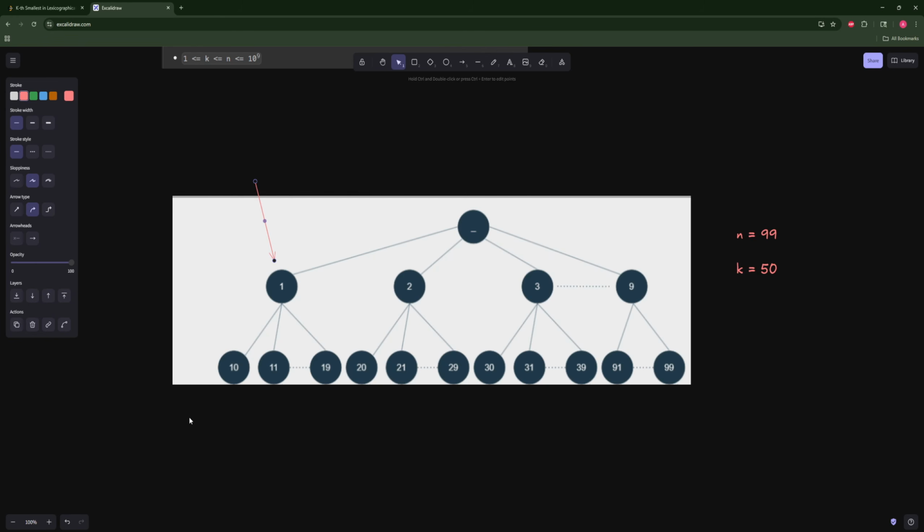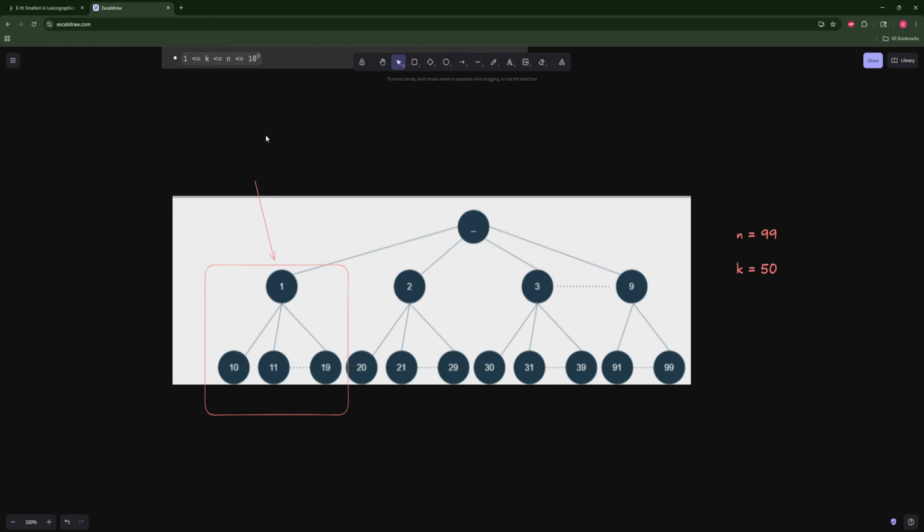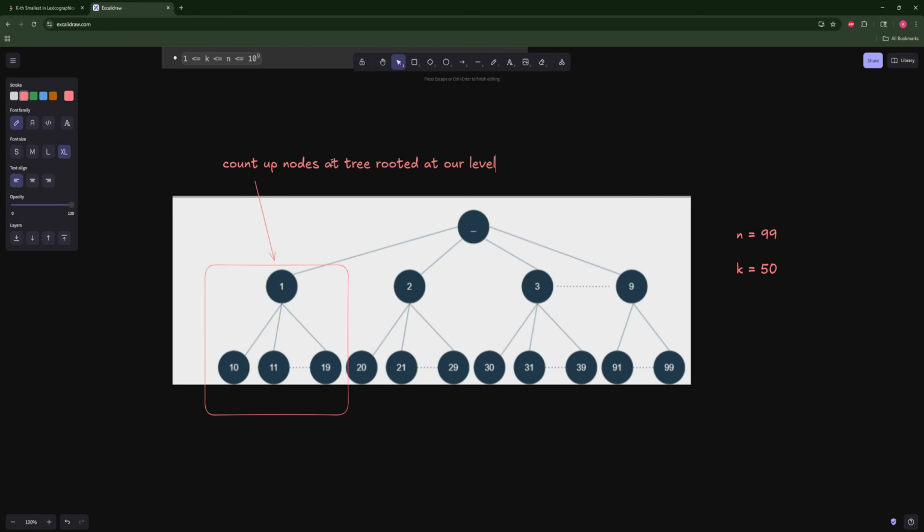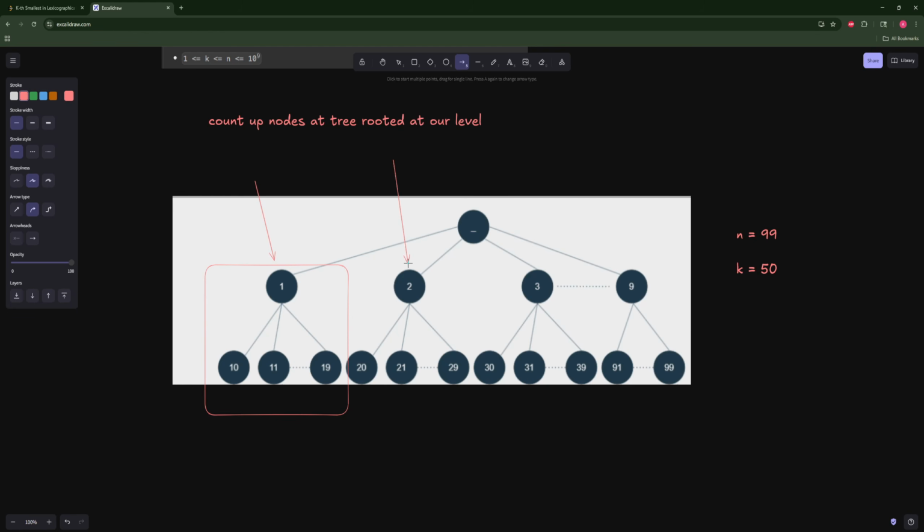But this tree might get really big. There might be a lot of levels, and we can't go through these one at a time. So instead, we can count up the number of nodes in the tree rooted at our level. How can you do this quickly? We can't build them all, but we can have 2 pointers. One is our current level, and the next is the level right after our current node. So if our root is x, the one right after is just x plus 1.